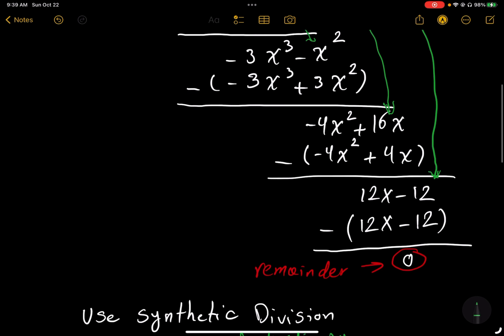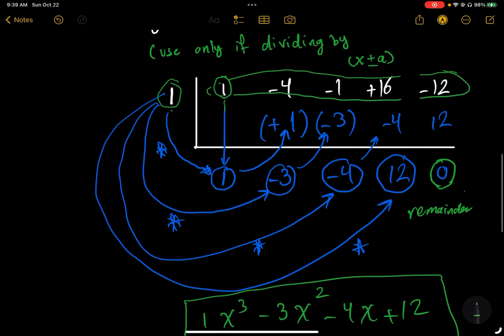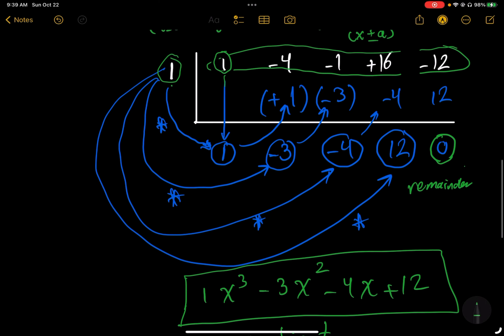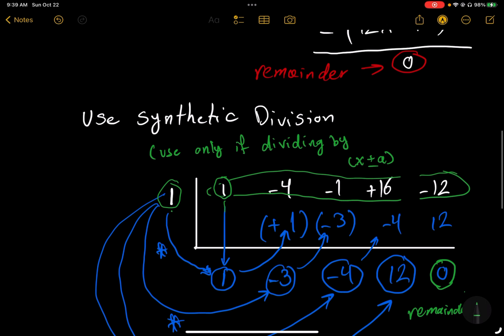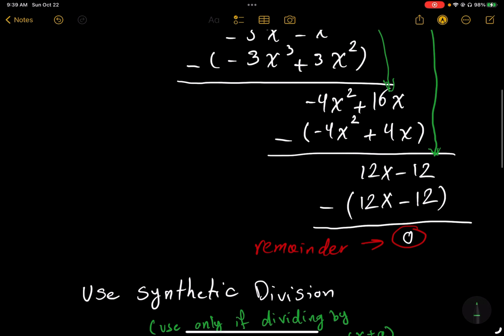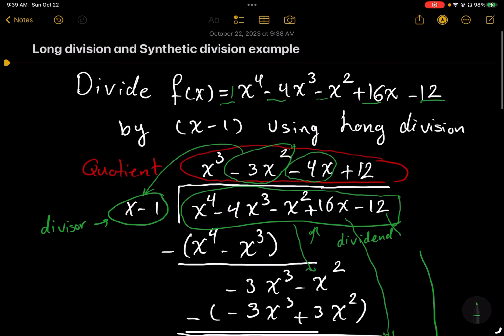It is shorter and faster, but it has limitations. It has to be of the form x plus or minus a. If it's anything else, we cannot use synthetic division. We will have to use long division. So long division is definitely more generic than synthetic division.